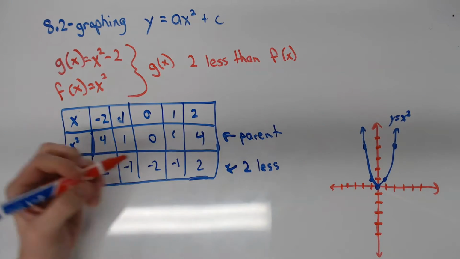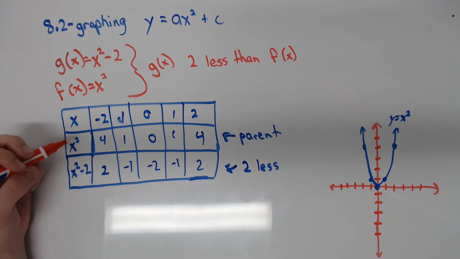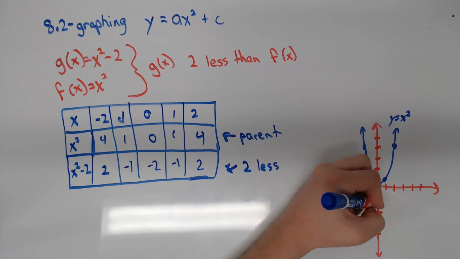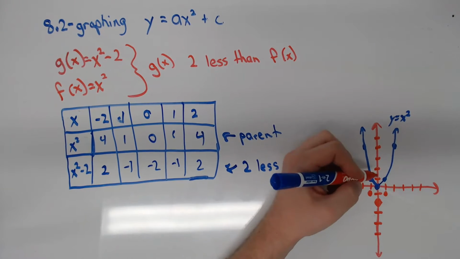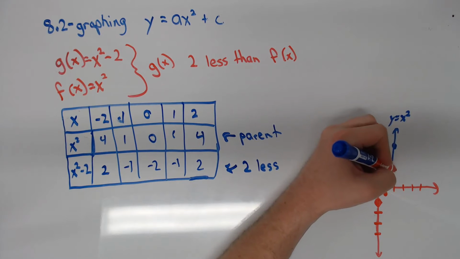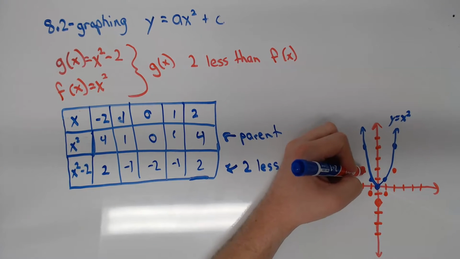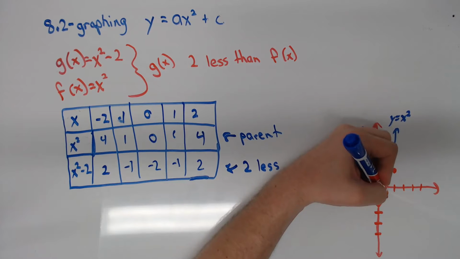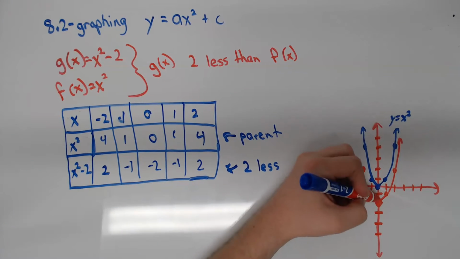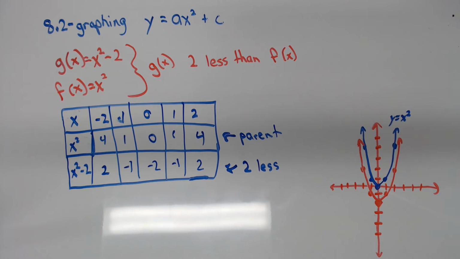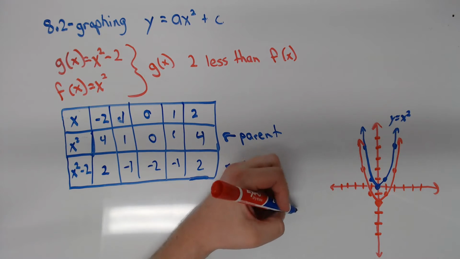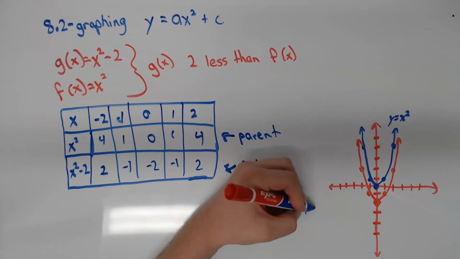Now let's look at our g of x that had the minus 2. So 0, negative 2, 1, negative 1, negative 1, negative 1, 2, 2, negative 2, 2. It's basically the same points, just shifted down. See, it's not skinnier or taller or wider or anything like that. It's just shifted. So the common English way I'd describe this is shift down 2.